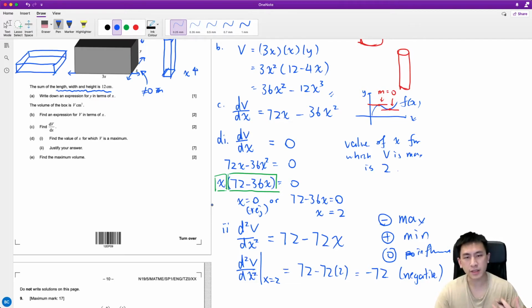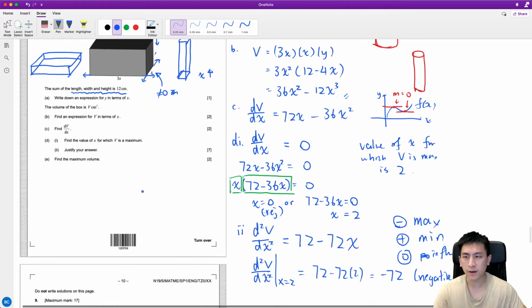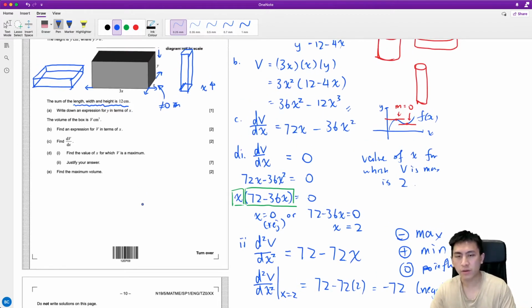We justified it because the second differential evaluates to be negative, right? And part E, I don't have enough space, so I'm going to do it here. Find the maximum volume. Then that's straightforward, right? So now that we know V is max when x equals 2, we simply do V(2), like evaluate the volume when x is 2. Then we know the volume, we got that from part B.